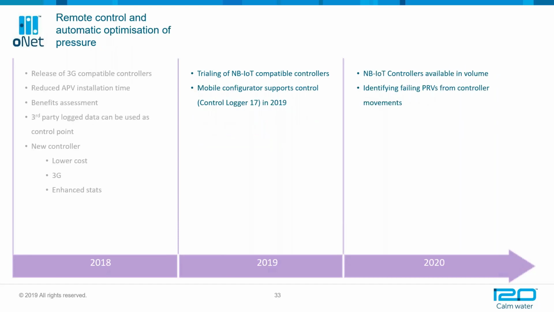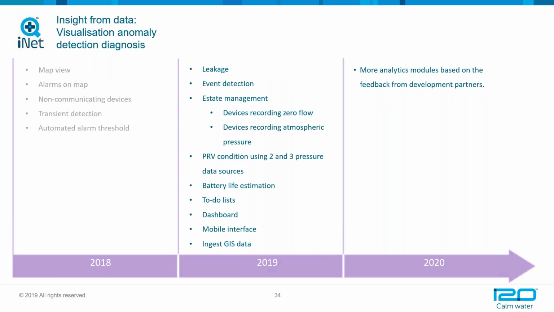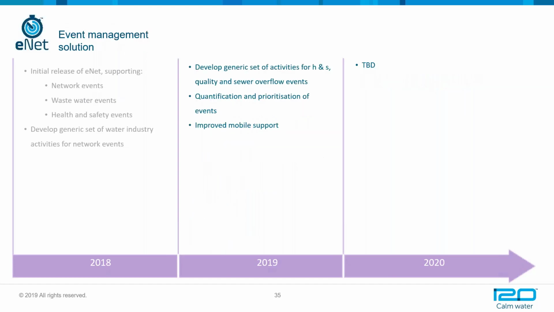With ONET, this year we plan to trial NB-IoT compatible controllers, and Mobile Configurator will support Control Logger 17 into 2019 too. At the end of last year, we significantly enhanced the analytical functions of iNet to deliver insights about network performance. We've now got 6 insight areas available, viewable through 4 interfaces: dashboard, work card, graph, and map. During this year, we are continuing to work with a limited number of clients as development partners for the iNet solution.